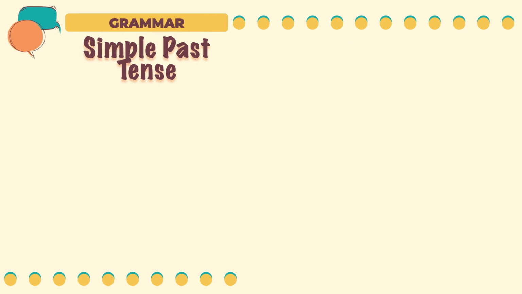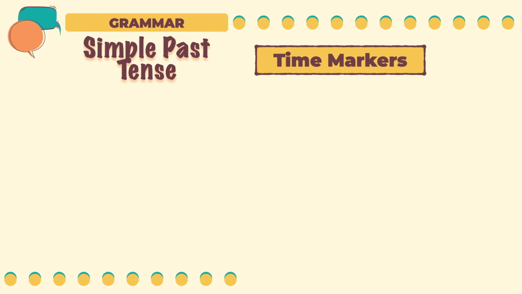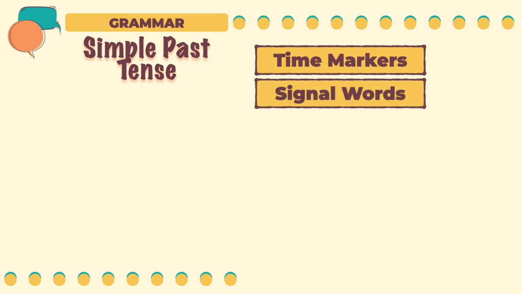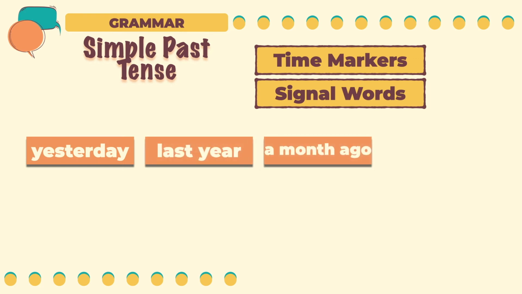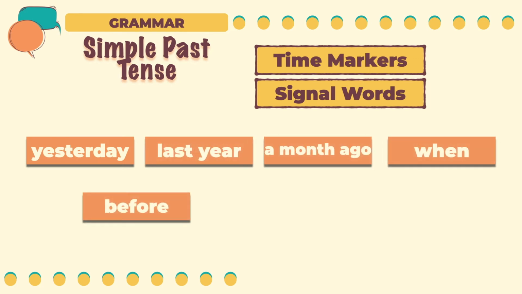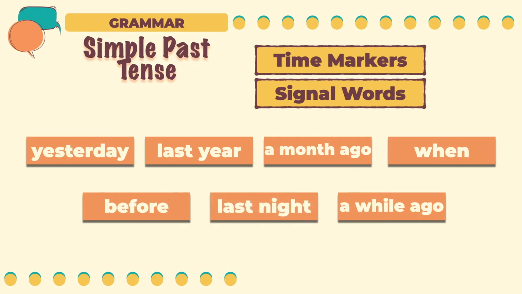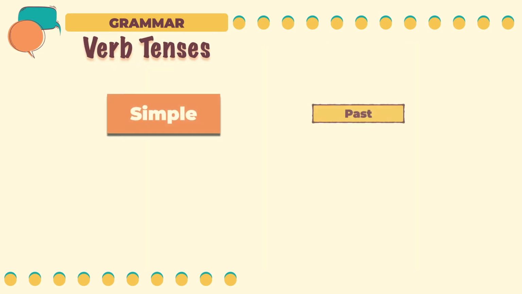Time markers can help you understand and determine that an action has happened in the past. These are also called signal words. Here are a few examples of signal words used in the simple past tense. Yesterday, last year, a month ago, when, before, a while ago, and last night. We are done with the simple past tense.